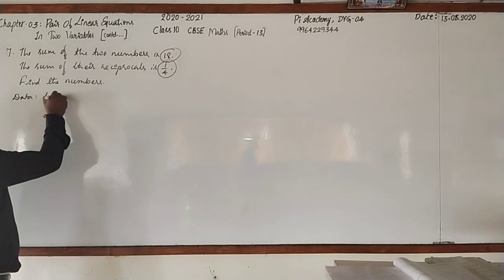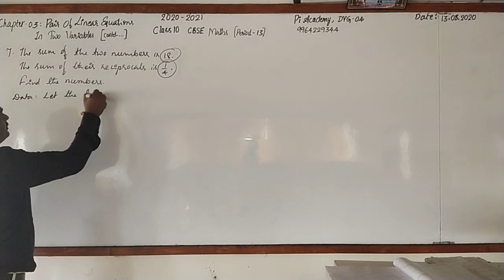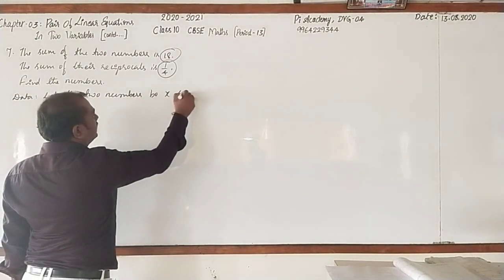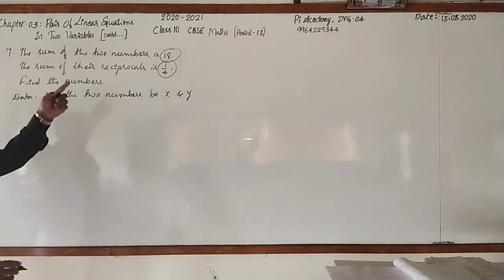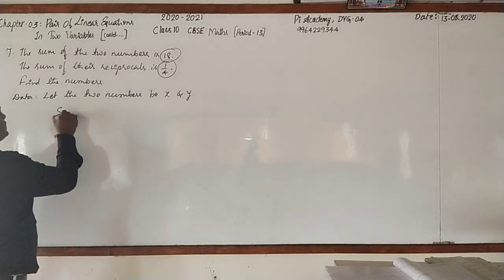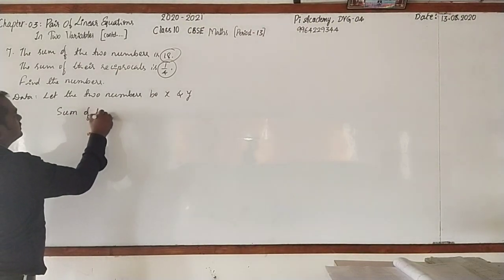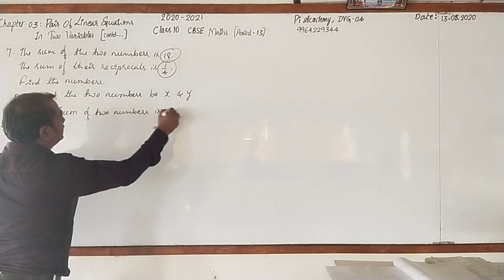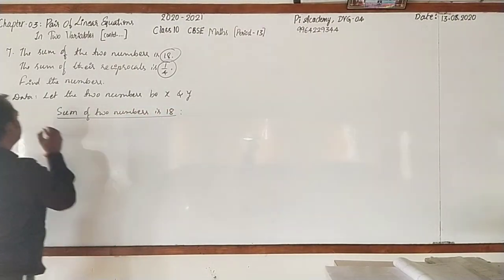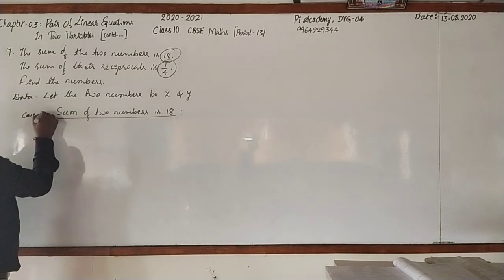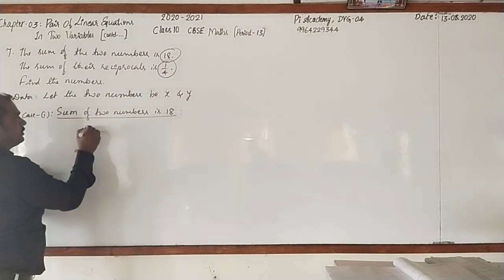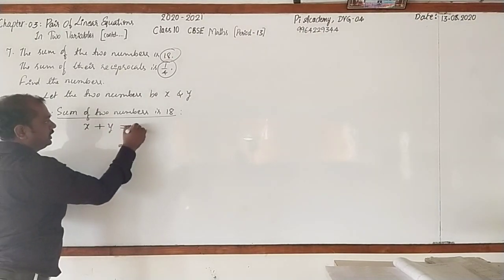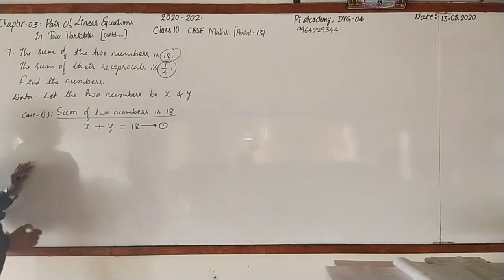Here, listen, let the two numbers be x and y. See, first they have given the sum of two numbers. It is 18. This is the first case. Case 1. Sum of two numbers. First number is x, second number is y. Their sum x plus y equal to 18. You may call it as equation 1.